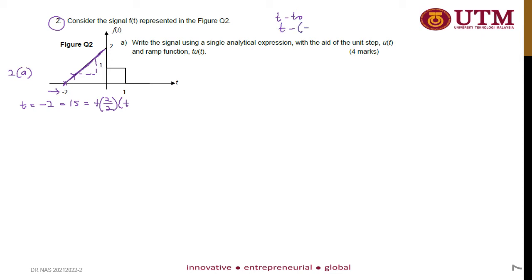Your t naught is -2, so it becomes t plus 2, u(t plus 2). Okay, so this is the first t. So next t, you go forward. So next t, you have t equal to 0.